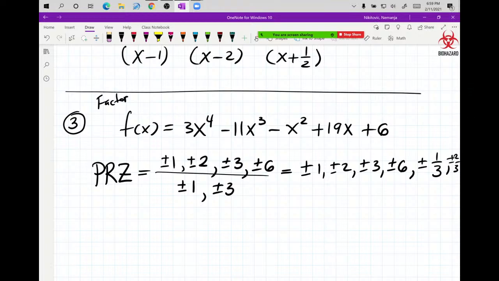All right. How many numbers? 1, 2, 3, 4, 5, 6. I have 12 possible roots here on the pile.